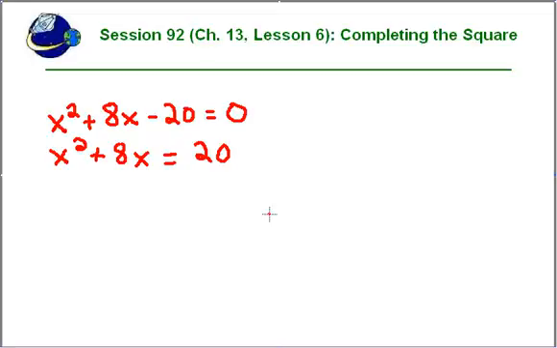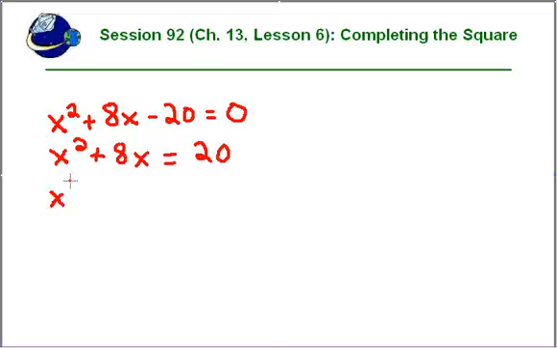Once I've completed that step, next thing I want to do is take a look at the left side of my equation here, the side that has my variable terms. And I want to determine what number I need to add to this left side of the equation so that I get the square of a binomial. In other words, so that I get a polynomial that can be factored into the square of a binomial.